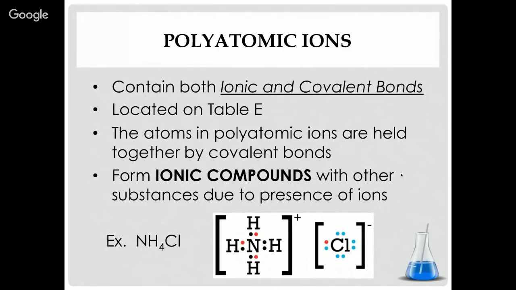Don't forget about table E, our polyatomic ions. When we have a substance that has a polyatomic ion, it contains both ionic and covalent bonds. The atoms in a polyatomic ion are held together by covalent bonds, and they form an ionic substance or ionic compound because ionic compounds are formed by ions coming together. So for example, NH4Cl, ammonium ion, which is NH4+, these bonds are covalent, but the attraction between this ion and this ion is going to be an ionic attraction.